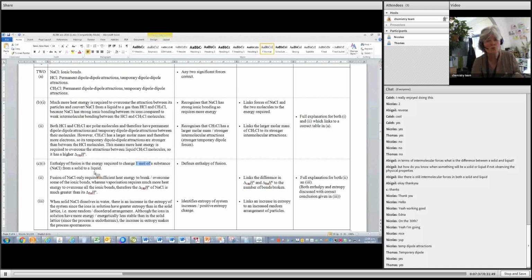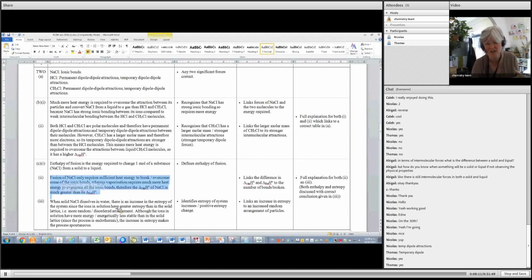That's too vague, because remember, the more particles you have, the more energy is going to be involved, so you must specify the amount. So it's 1 mole. And then the other question, remember, was why is the fusion less than the vaporization?